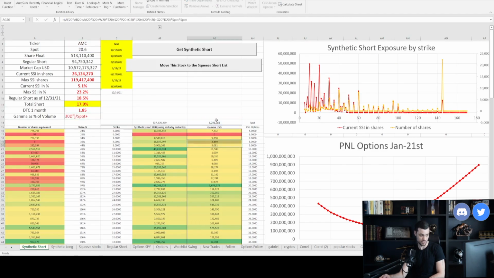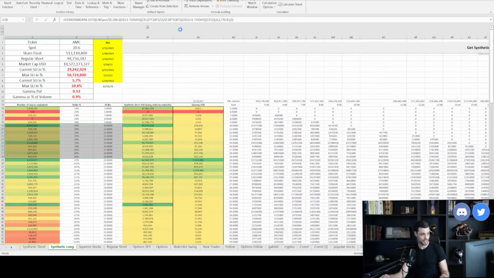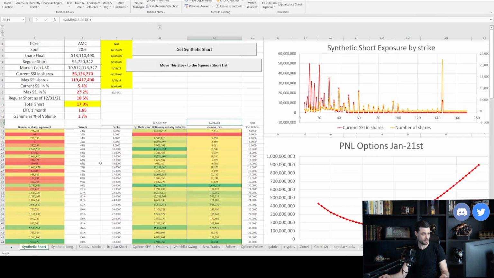As you can see here, we have right now 20 million gamma across calls and puts. We have 8 million on the calls, and we have 9 million on the puts, so 17 million of gamma. So as a percentage of the daily volume it is 1.7%. So for example, if we move by 10%, it means that option market makers need to trade 17% of the average daily volume. Okay, so it's a lot.